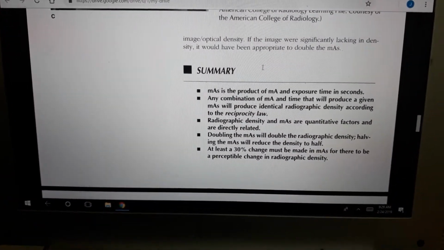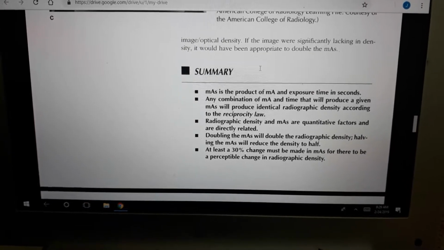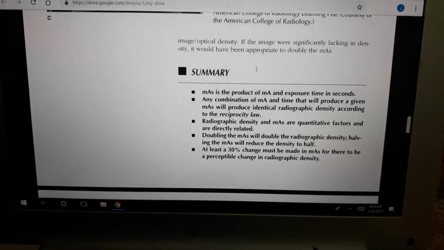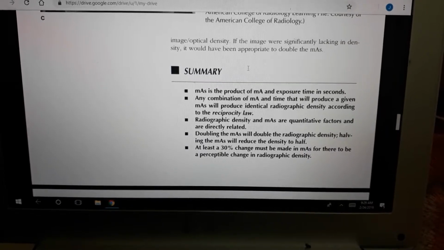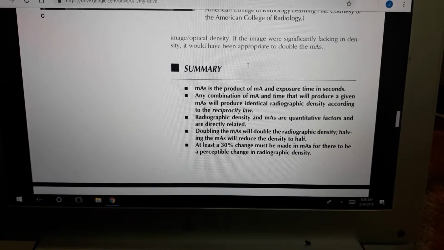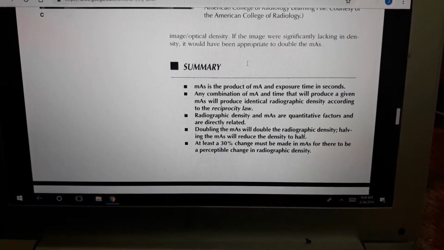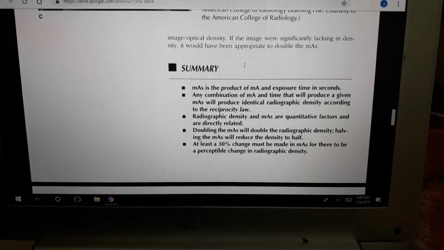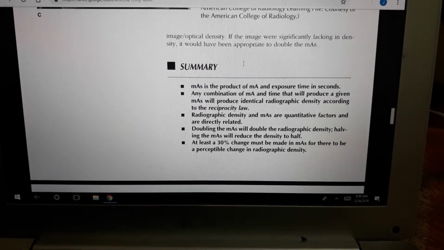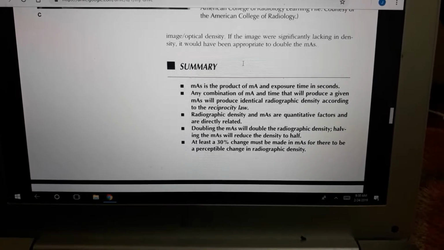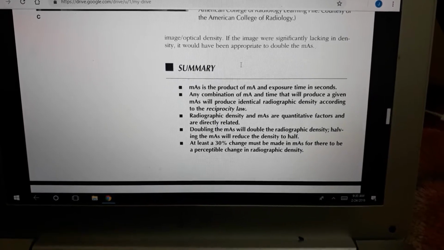The mAs is the product of mA and exposure time in seconds. Any combination of mA and time that will produce a given mAs will produce identical radiographic density, according to the reciprocity law. Radiographic density and mAs are quantitative factors and are directly related. Doubling the mAs will double the radiographic density. Halving the mAs will reduce density to half.